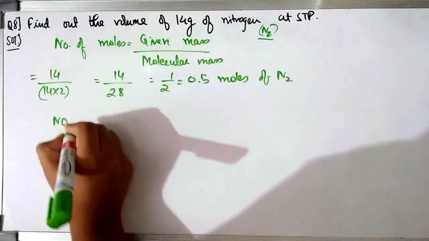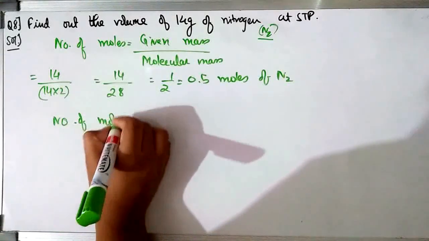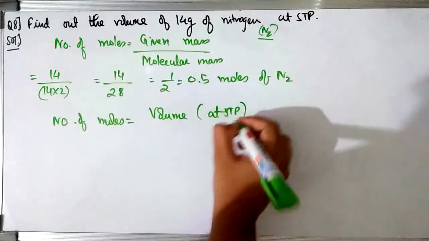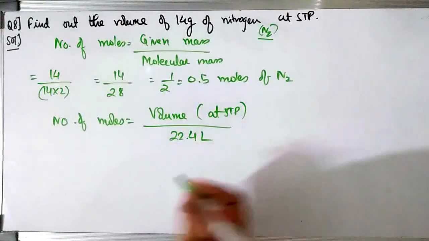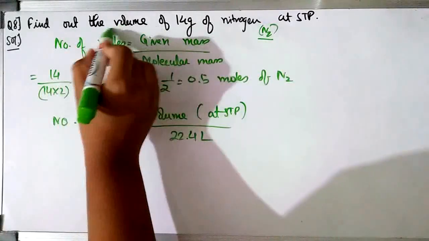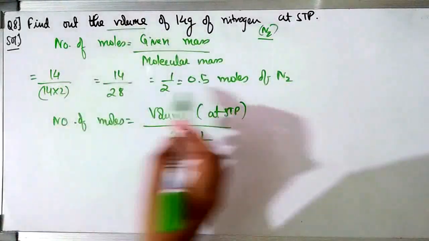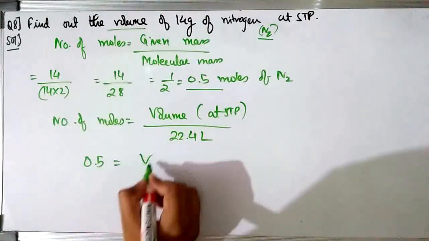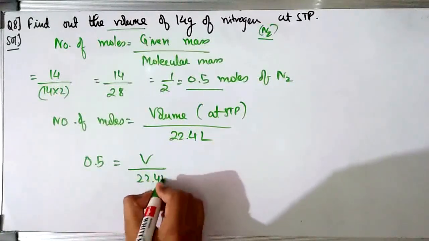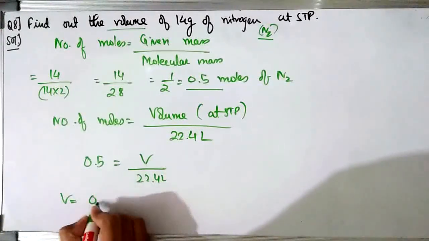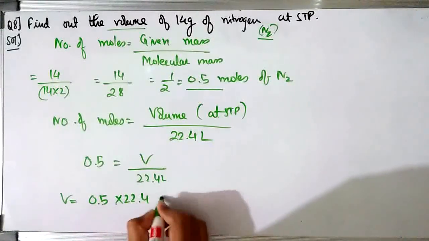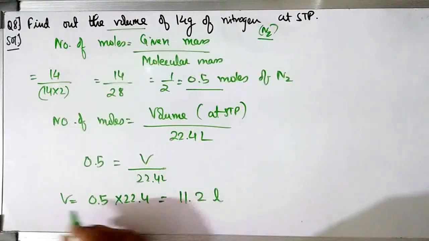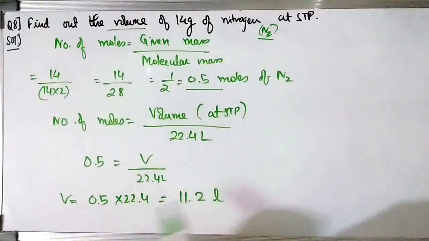Now we have this formula: number of moles will be equal to the volume given at STP upon 22.4 liter. What we have to find out is the volume of 14 grams. We found out that in 14 grams we have 0.5 moles. So 0.5 moles will be equal to the volume which we need to find out upon 22.4 liters. So for volume we are going to do 0.5 into 22.4, which will be equal to 11.2 liters. So the volume of 14 gram of nitrogen at STP will be 11.2 liters.